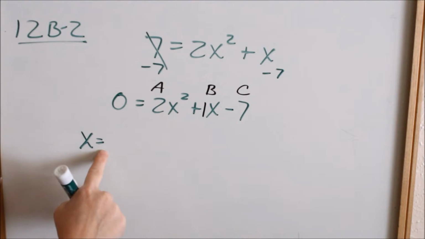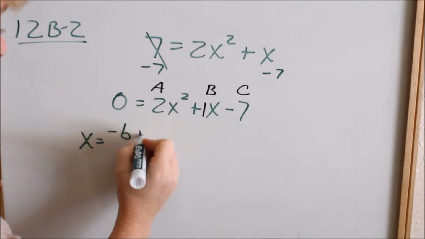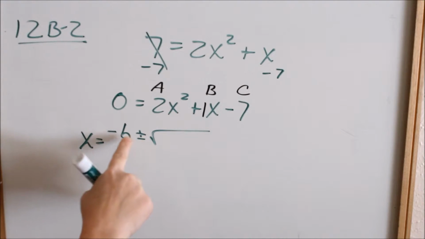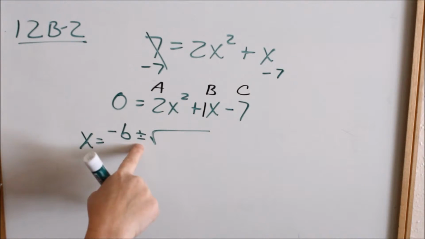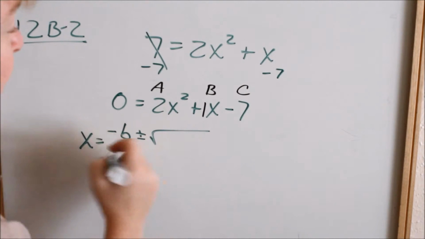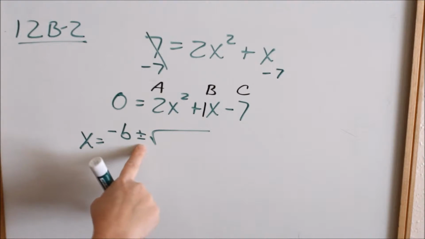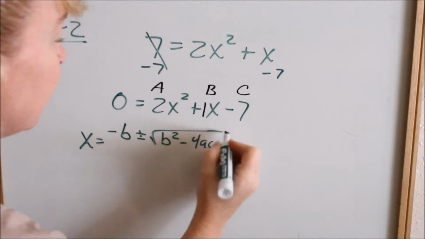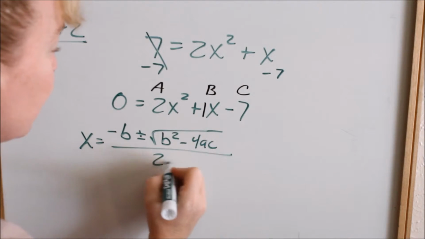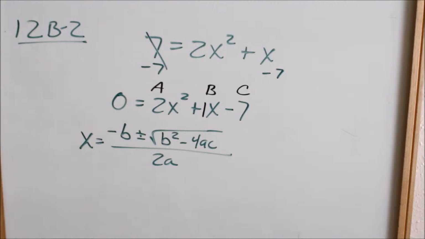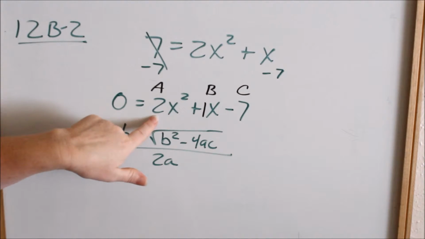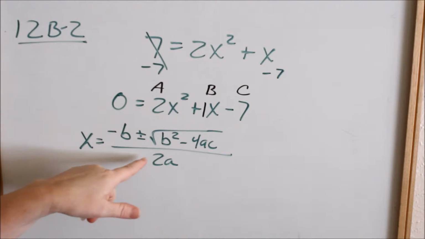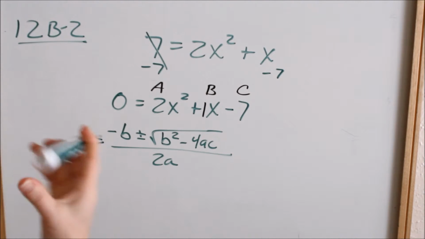The quadratic formula is x equals negative b plus or minus. This is where your two solutions come in. You're going to have this number plus a radical and this number minus a radical. So negative b plus or minus the square root of b squared minus 4ac, all over 2a. So now I'm just going to take my numbers, a, b, and c, which are 2, 1, negative 7, and put them in the formula everywhere that's appropriate.